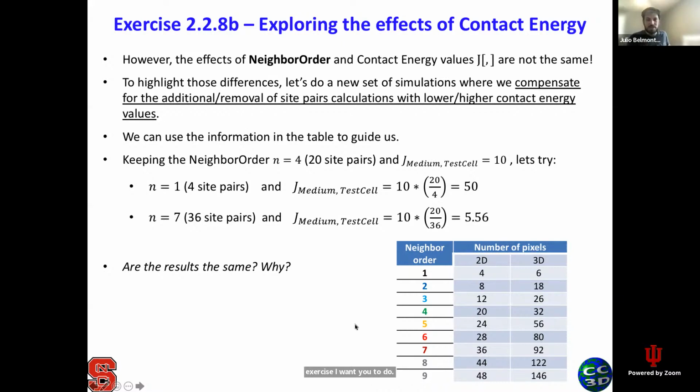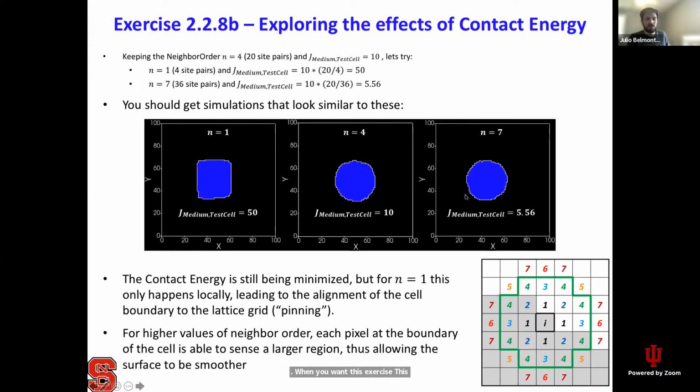Because we are running out of time, you can still do this exercise, okay? I'm going to tell you already that the results will be different. Actually, when you run this exercise, this is the output that you have. I used a lower neighbor order and increased the contact energy to compensate, but the result that I have here is not the same as I have here.